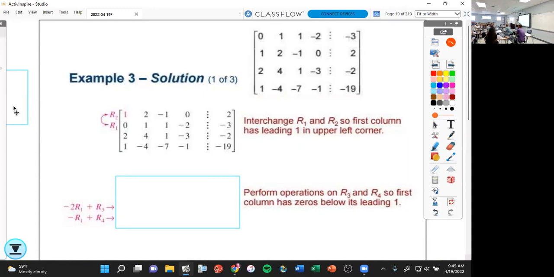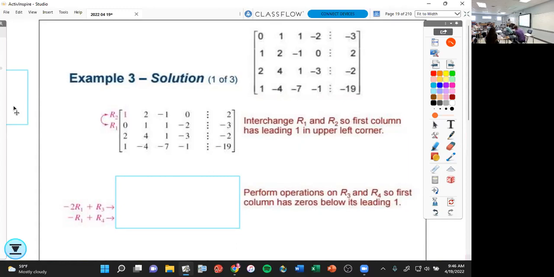Okay. So my question for you now is, that needs to be a 0. How can I turn that 2 into a 0? You add -2 R4. That would work. Okay.